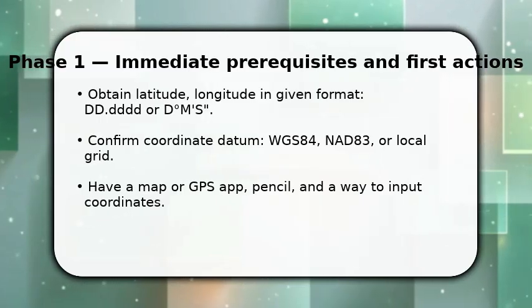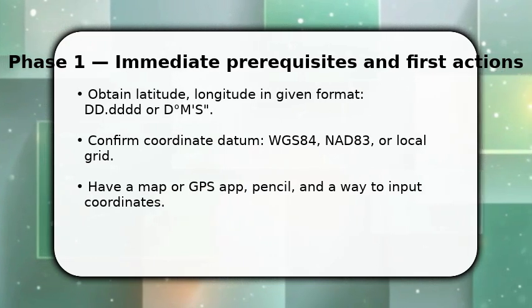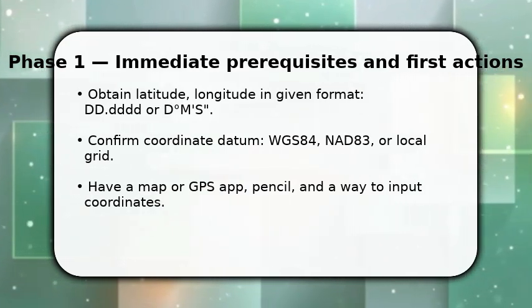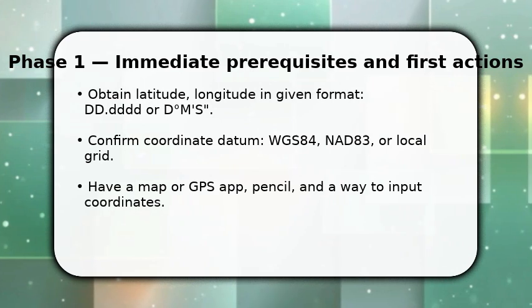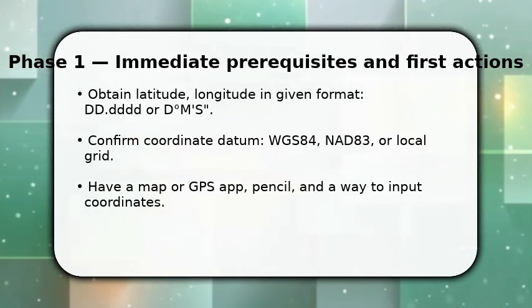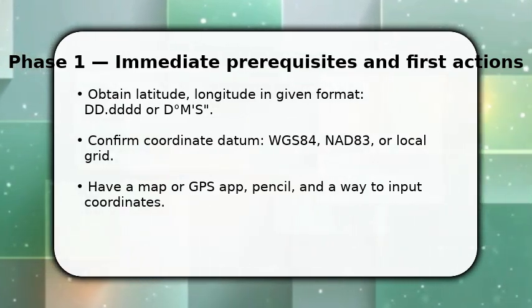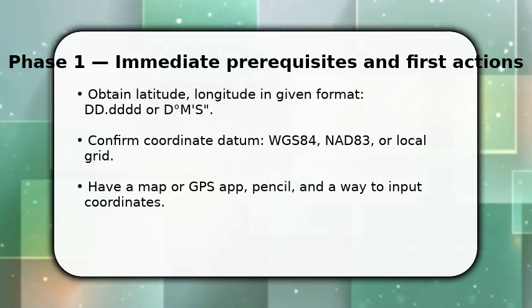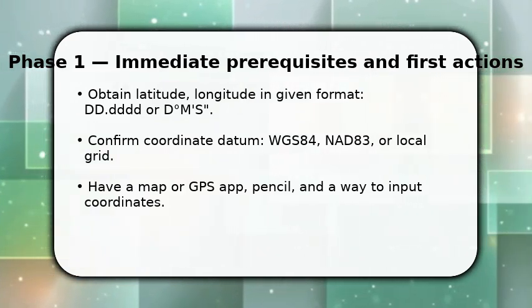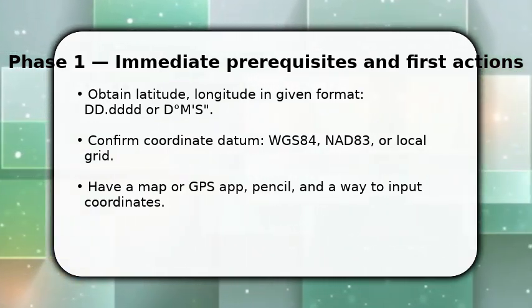You start by collecting the exact coordinates and the datum. This matters because different datums shift positions by meters. Once you have the numbers, check whether they're decimal degrees or degrees minutes seconds and make a quick note. Then open your map or GPS app, set its datum to match the coordinates, and enter the values precisely.